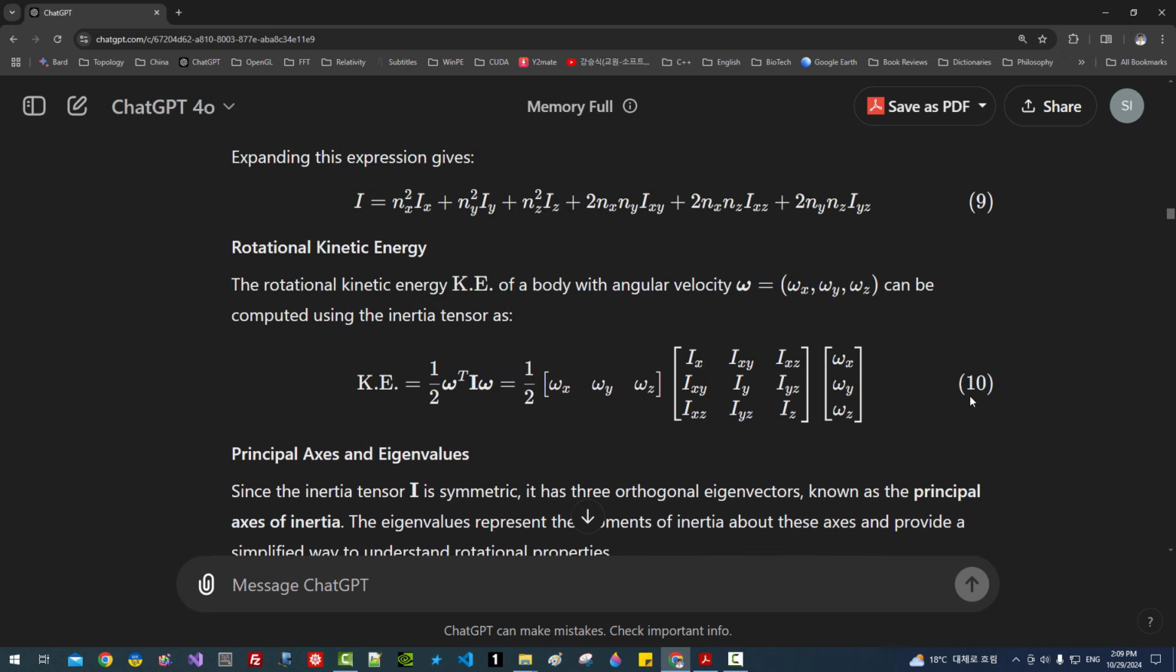Step 5. Substitute back to find I. Finally, substitute this result into equation 4 to solve for I. I equals L dot omega over omega squared equals nx squared Ix plus ny squared Iy plus nz squared Iz plus 2 nx ny Ixy plus 2 nx nz Ixz plus 2 ny nz Iyz. This is the expression we were aiming to derive. This gives the effective moment of inertia I about an arbitrary axis defined by n and matches equation 3.